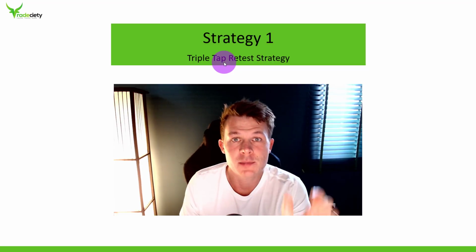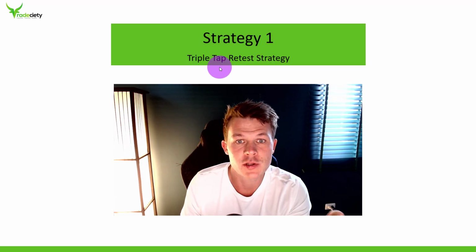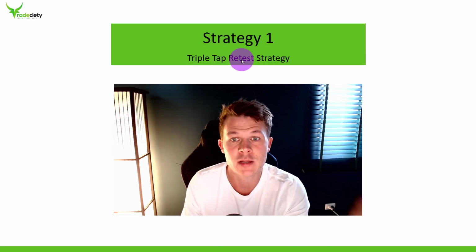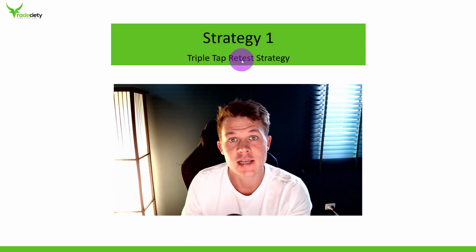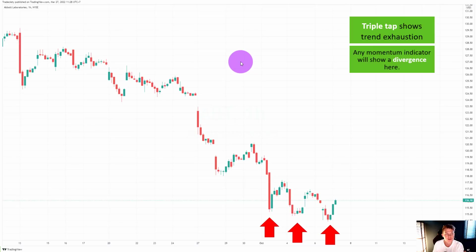The first one is a pure price action strategy, and we're going to use concepts such as the triple tap, break and retests, and other price action confluence factors. So we're going to take a look at a stock chart, and we are here at the 1 hour chart, but you can use this on any time frame. And I've been talking about the triple tap for many months. It does work very well in Forex, and you can also use it on stocks, commodities, cryptos, or any other market. And the triple tap shows trend exhaustion.